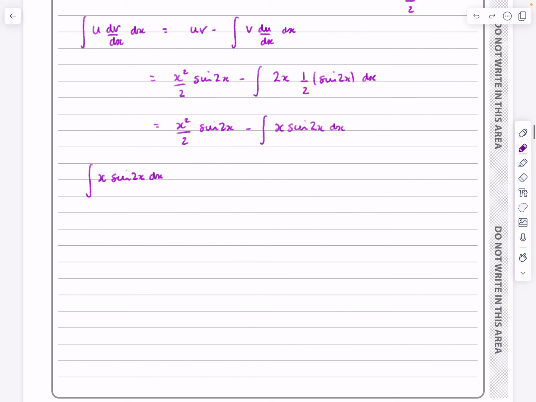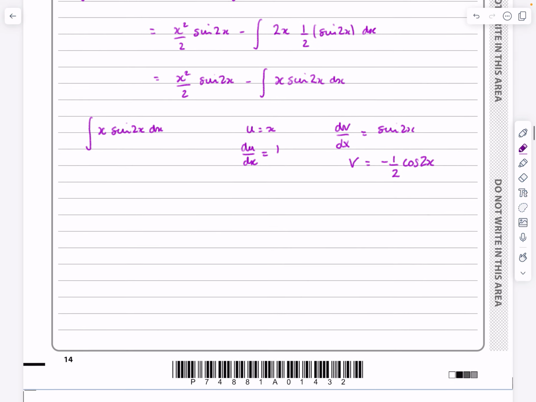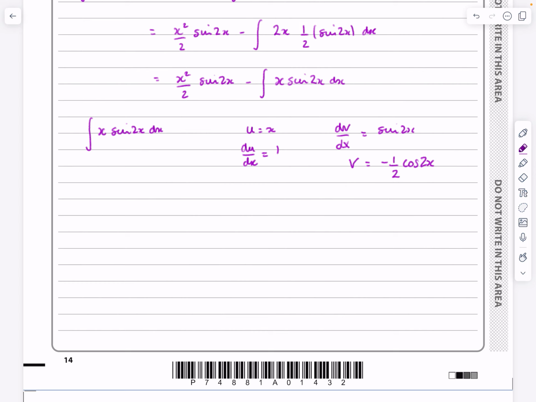So following the process through again, u is going to be equal to x, so du by dx this time will be 1. That's going to be helpful. dv by dx is equal to sine 2x, so v, just like last time, shouldn't have any problems with integrating something like that. If you do, go back and take a little bit more time on your integration. That's just straightforward integrating sine 2x.